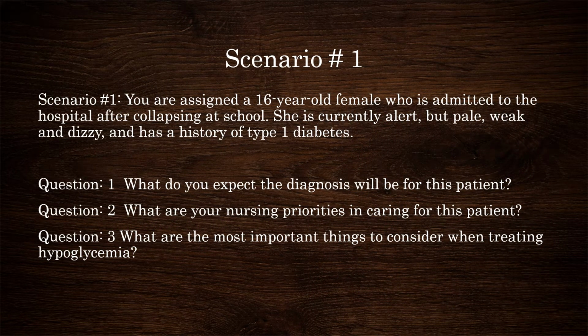In the first scenario, suppose you're assigned a 16-year-old female who is admitted to the hospital after collapsing at school. She is currently alert, but pale, weak, and dizzy, and has a history of type 1 diabetes. So what do you expect the diagnosis for this patient could be? And what are the nursing priorities while taking care of this patient? And what are the most important things to consider when treating hypoglycemia?